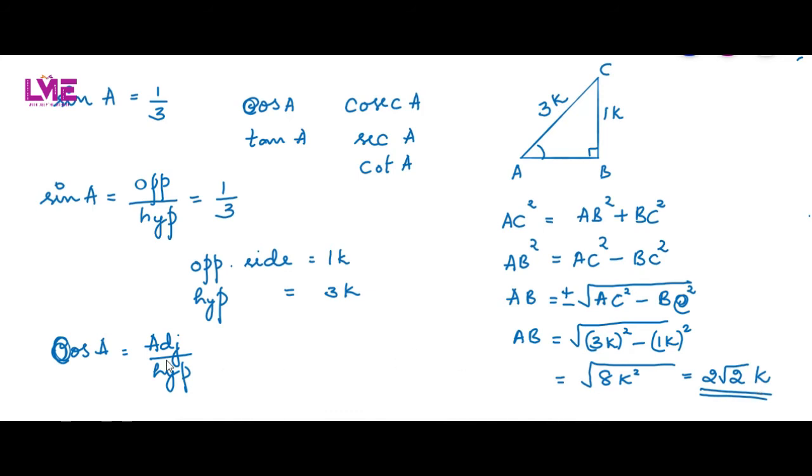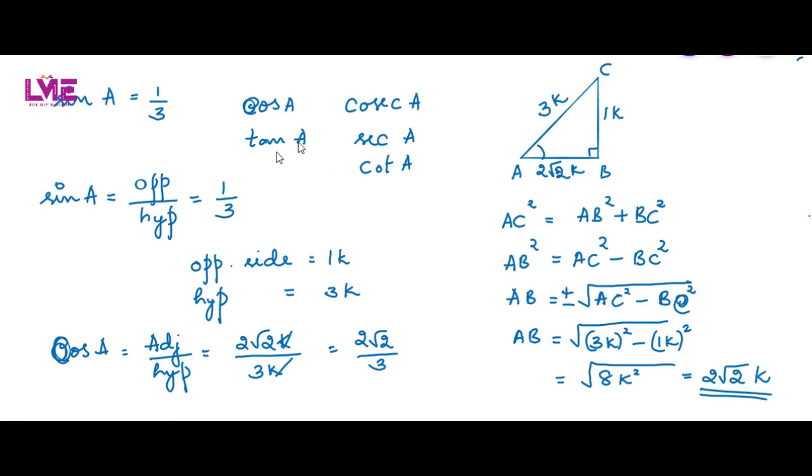So now let us use it here for calculating cos A. So cos A becomes, adjacent side is now what? It is 2 root 2k. So let me write it here, 2 root 2k. Okay, so adjacent side is 2 root 2k divided by what is the hypotenuse? Hypotenuse is 3k. So the second trigonometric ratio, which is nothing but cos A, can be written as 2 root 2 by 3. This is the value.